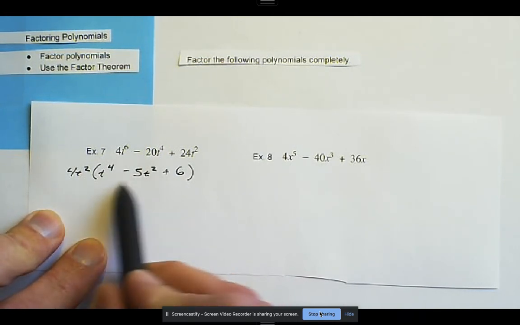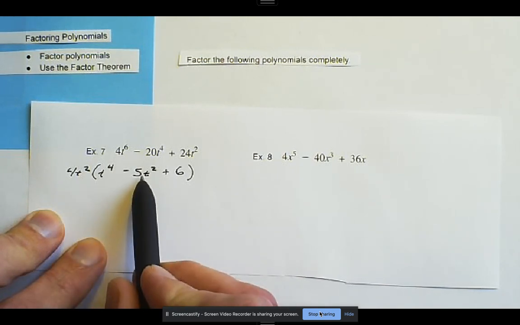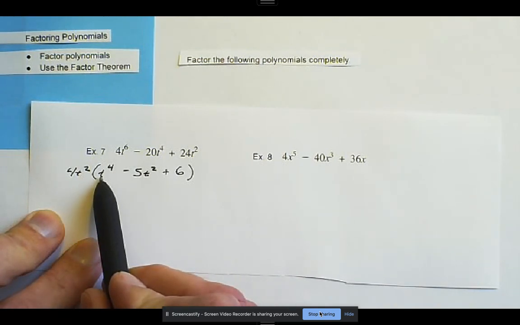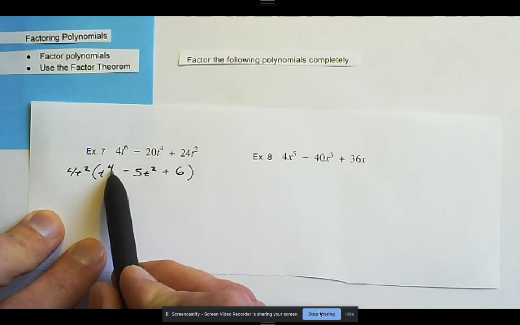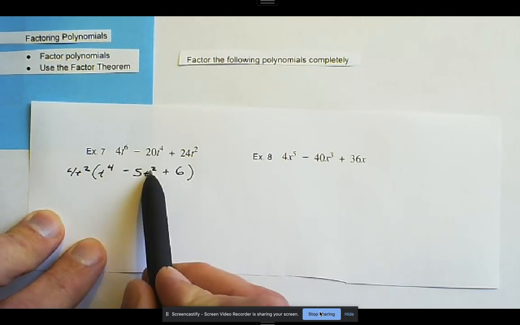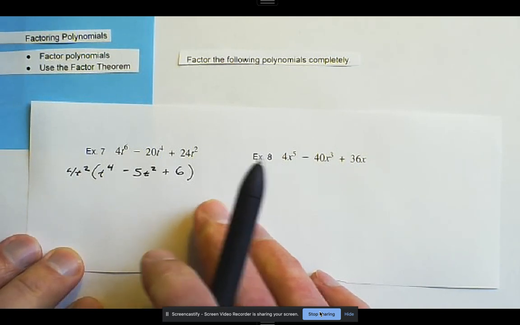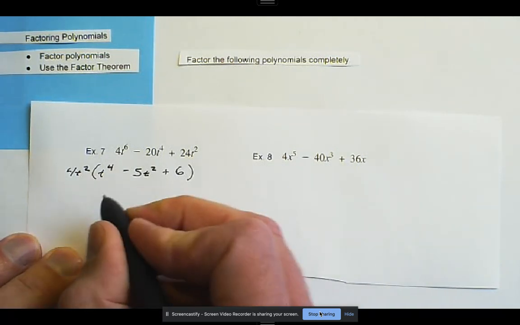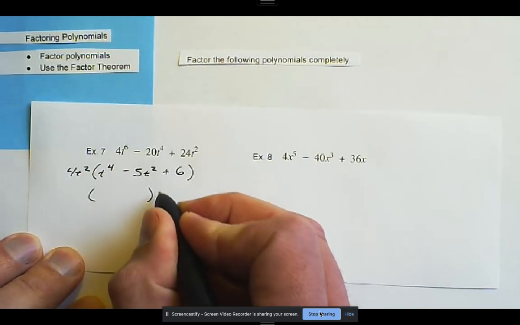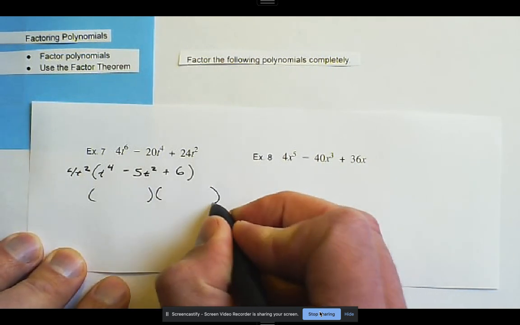Now, we still have a trinomial, and this is in the quadratic form because the degree of our lead term is 4. 4 divided by 2 is 2. And then we finish with a constant. So we can still factor this the same way that we would factor a quadratic.